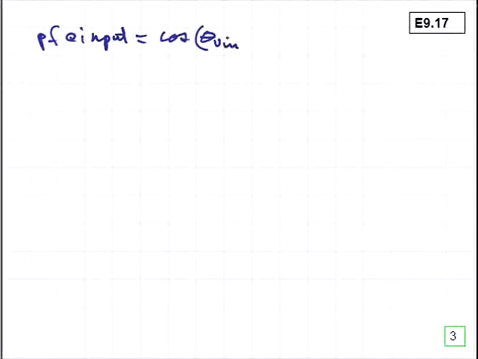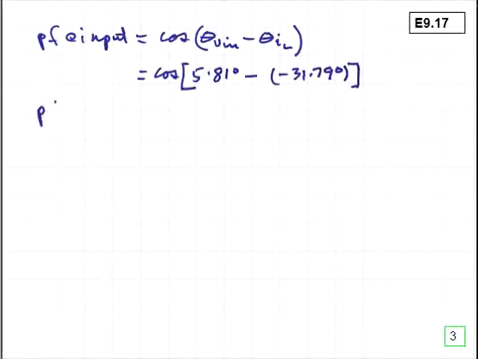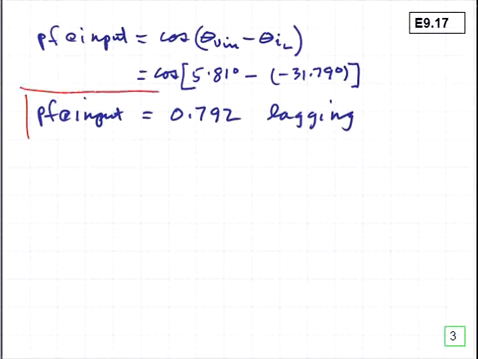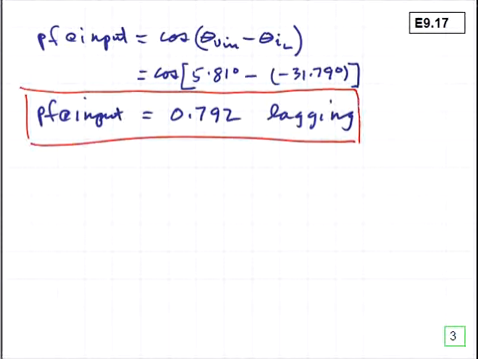Now we can proceed with the calculation of the power factor at the input end of this circuit. That will be defined as the cosine of the phase angle associated with the input voltage minus the phase angle associated with the current, in this case the load current. This is equal to, or the power factor at the input is equal to 0.792. And this is a lagging power factor. Lagging nature means that the current lags the voltage.